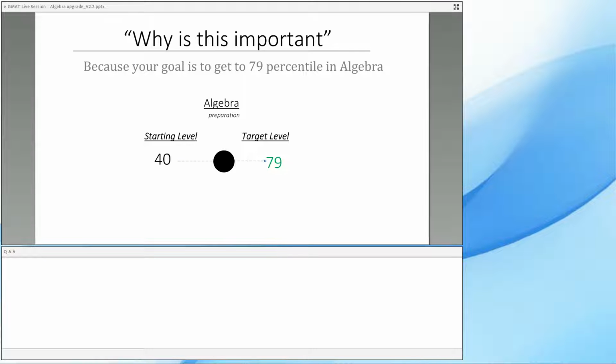Now, why is this feedback important? Because your goal is not to study the content. Your goal is to reach a level of competence that helps you get to that 720 score. And unless and until you get feedback, you would not improve at that level of divisibility and remainders. And if you don't do that, you won't get to that 79th percentile.